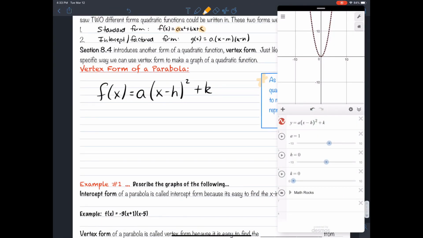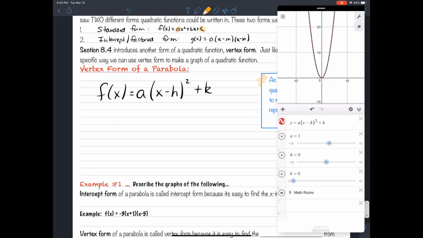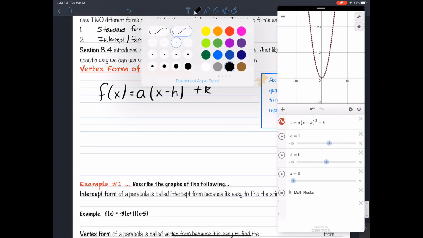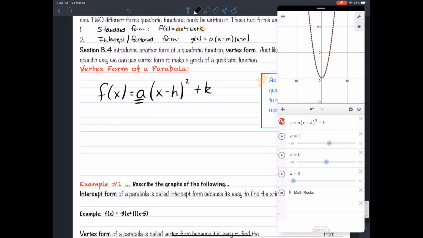So what I have prepared over here is just the general a times x minus h squared plus k. So the first thing we want to do is identify, if I change the value of a, what is that going to do to my graph? So on the right side of the screen here, I'm going to hit play on a. And we can see we already know what a does. A is the same as before, meaning it's either going to flip the graph if a is negative.